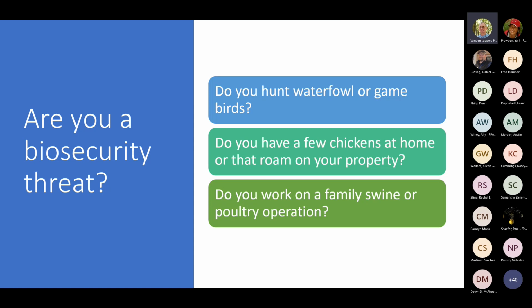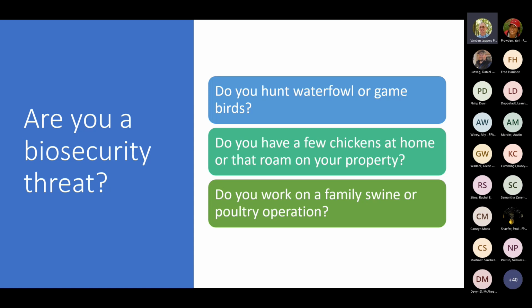So I'm going to switch topics a little bit. I thought about this the other night, and I said, are you a biosecurity threat? I'm thinking about you as individuals. Could you be a threat for biosecurity, not because of your work activity, but because of your home life? Do you hunt waterfowl or game birds?